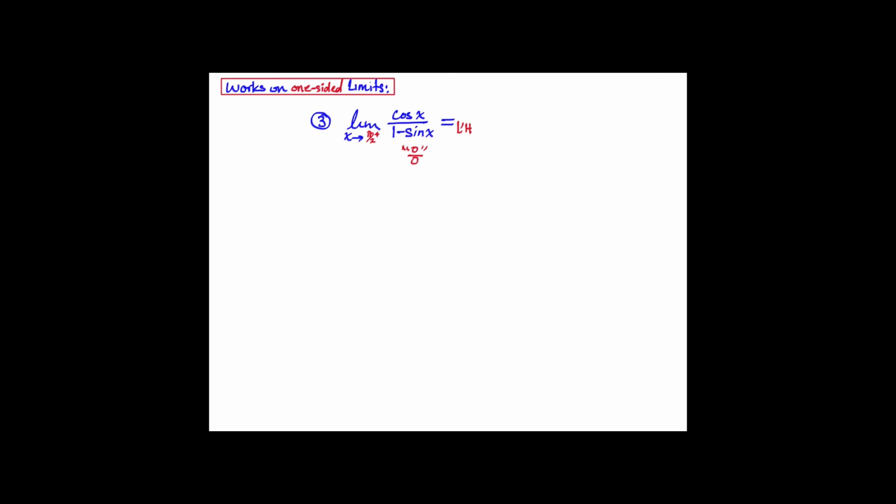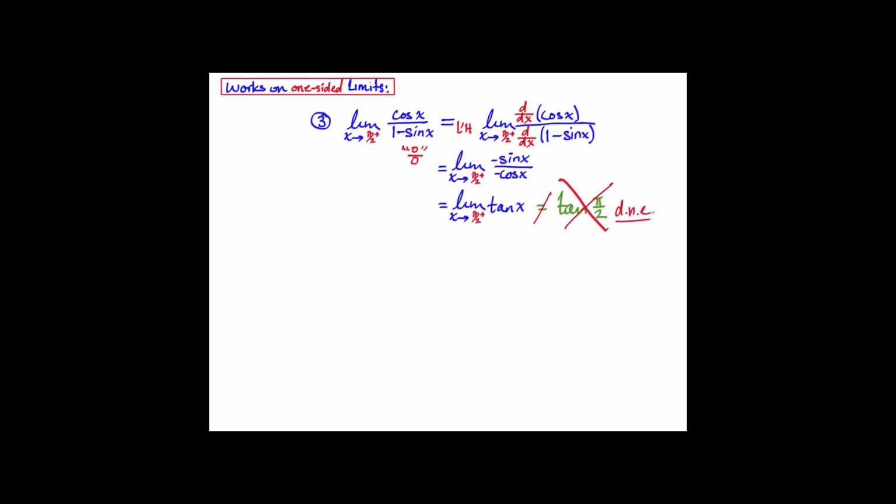L'Hopital's rule says this limit is the same as the limit as x approaches pi over 2 from the right of the derivative of the cosine of x over the derivative of 1 minus sine of x. After we differentiate, we get the limit as x approaches pi over 2 from the right of negative sine of x over negative cosine of x. That's the same as the limit as x approaches pi over 2 from the right of the tangent of x. So can we plug in pi over 2? The answer is no. This is undefined. This does not exist.